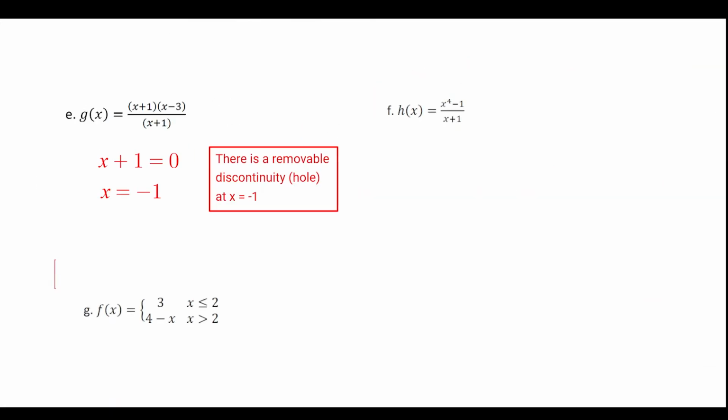All right, well, let's take a look at f. We've got h of x equals x to the fourth minus 1, which is the difference of two squares, so we will end up factoring that one, over x plus 1. So it looks like we're going to have a discontinuity at x equals negative 1. I guess the question is going to become, is that going to be a hole or is it going to be a vertical asymptote?